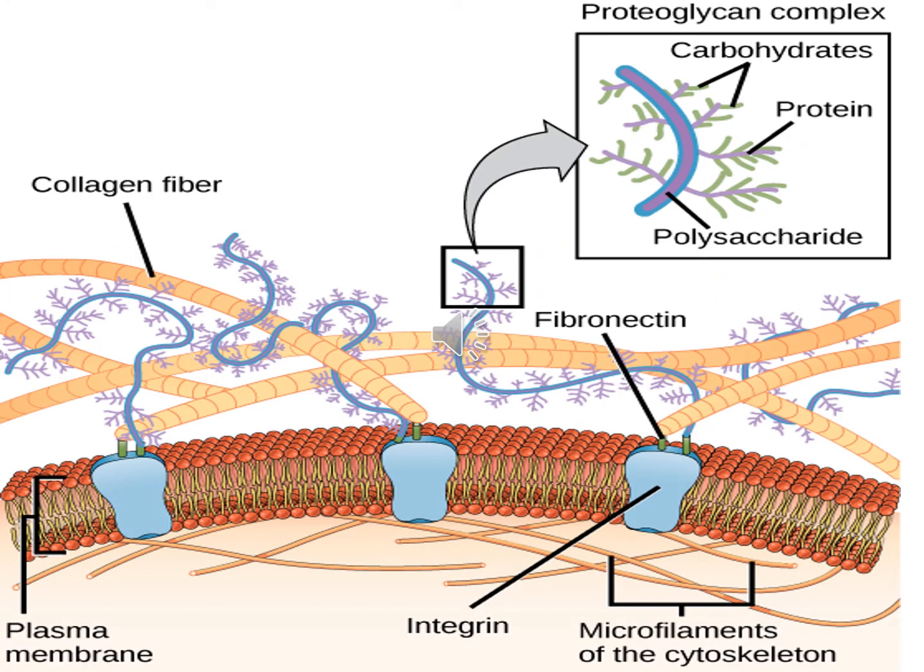In this diagram, you can again see the plasma membrane, the lipid bilayer, and passing through the plasma membrane, the blue part is the integrin, the transmembrane protein or transmembrane receptor. The intracellular part of this blue part is linking to the microfilaments of the cytoskeleton, and the part above the membrane is linking to fibronectin and the proteoglycan complex. So integrin is spanning through the plasma membrane.